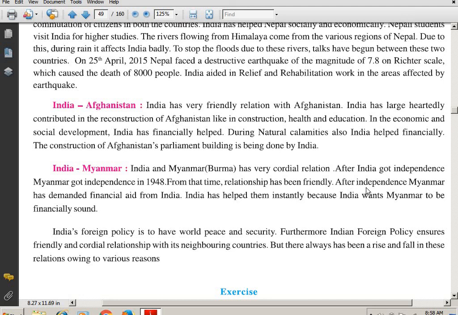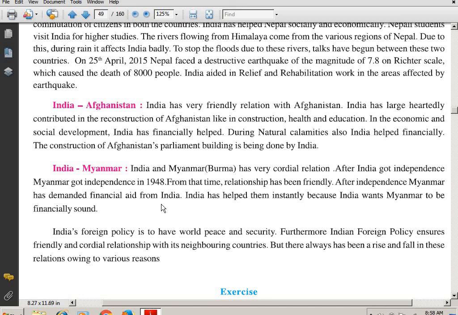After independence, Myanmar demanded financial aid from India. So Myanmar wanted financial help after becoming independent, and in order to stand on their own, they asked India to help them financially by giving economic help. India helped them instantly because India wants Myanmar to be financially sound. See the good quality of India, students. Once again, I feel happy about our country and our leaders. We should be proud of them.